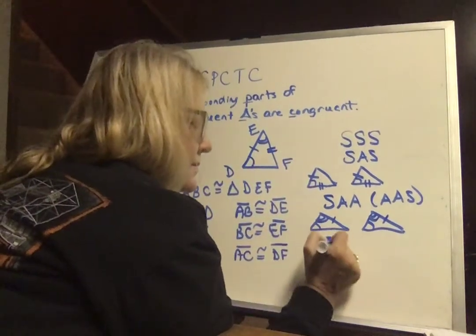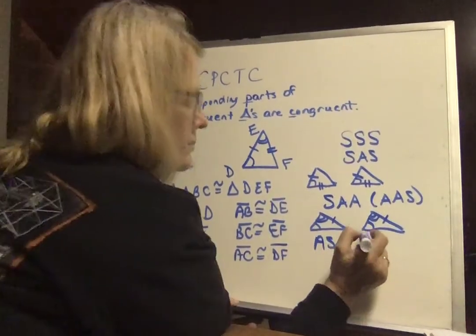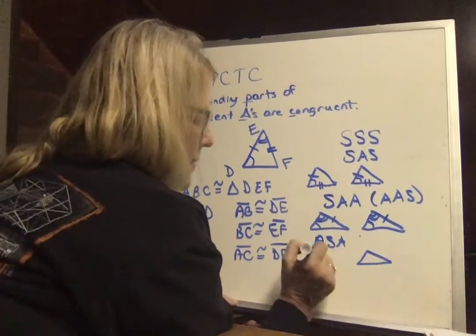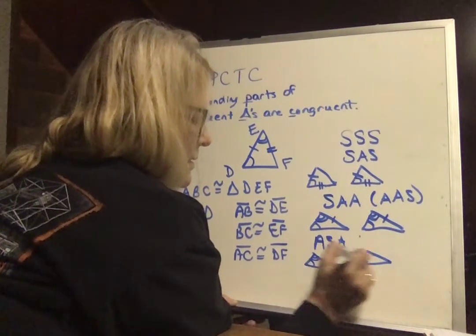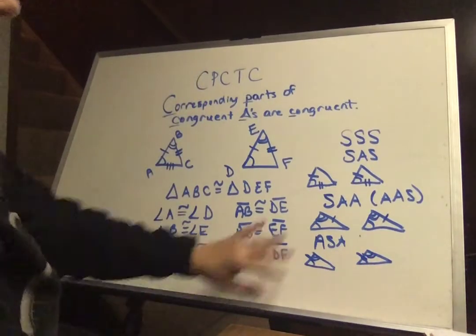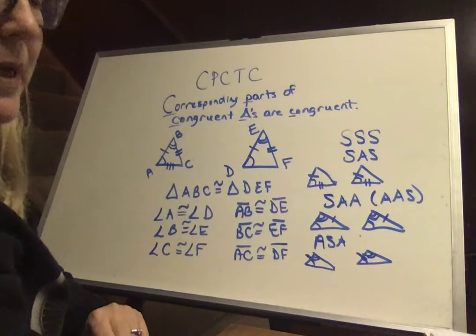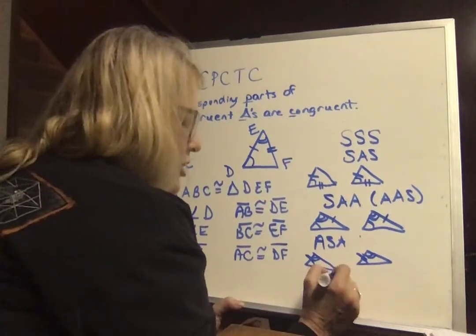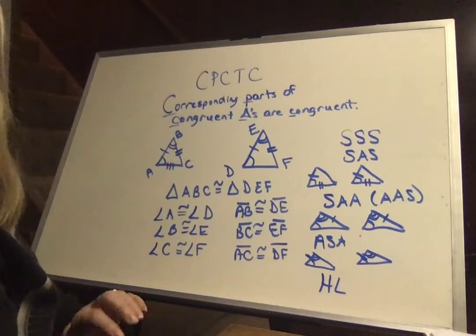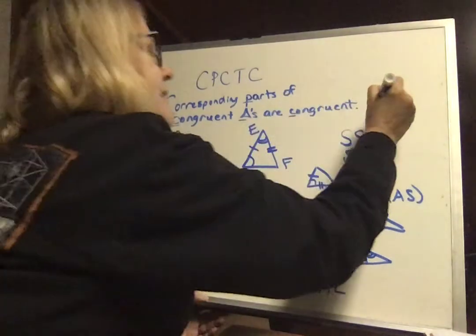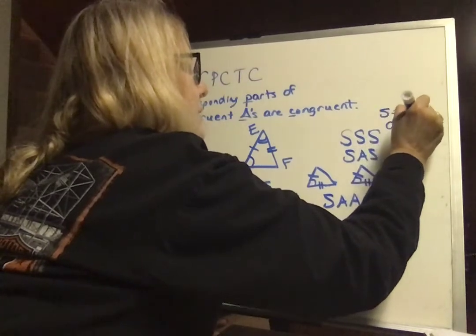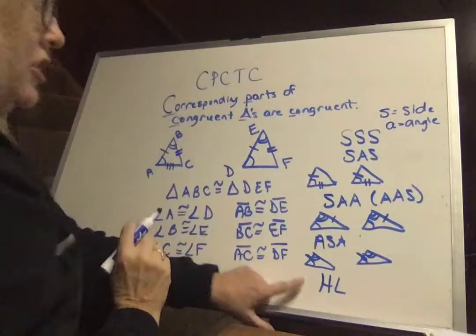Another is ASA. So those would look similar. But it would be the side in between the 2 angles. A little bit different than the side that's not in between the 2 angles. And then there's the last one, HL. That's totally different. Okay, instead of sides, S equals side, A equals angle. So what does H equal?